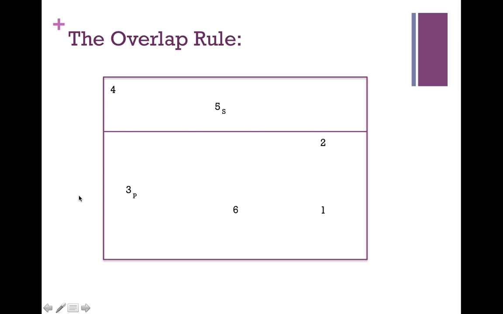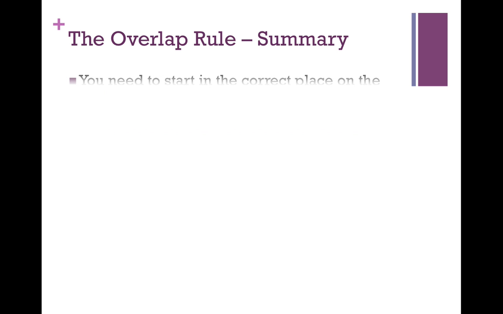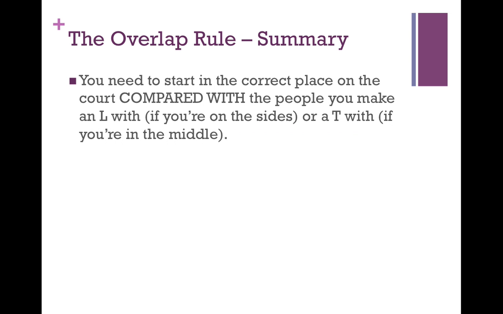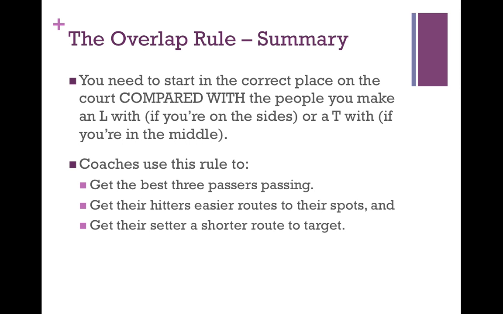So hopefully that helps clear things up a little bit, where you need to worry about the T and the L. So if you're on the side, you need to worry about the people you make an L with. If you're in the middle, you need to worry about the T, and you don't need to worry about anybody else before the ball is contacted. But you do need to start in the right place compared with those people. You can't cross them before the ball is served. So in other words, you can't overlap them before the ball is served. That's why it's called the overlap rule.